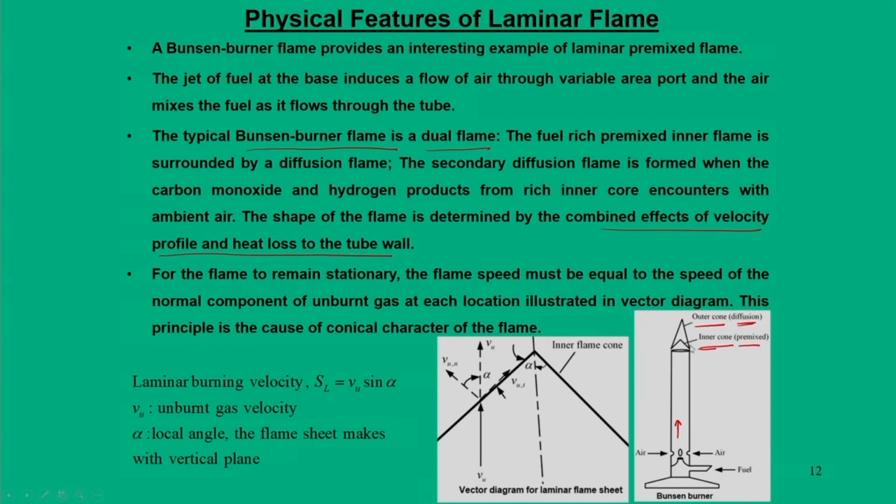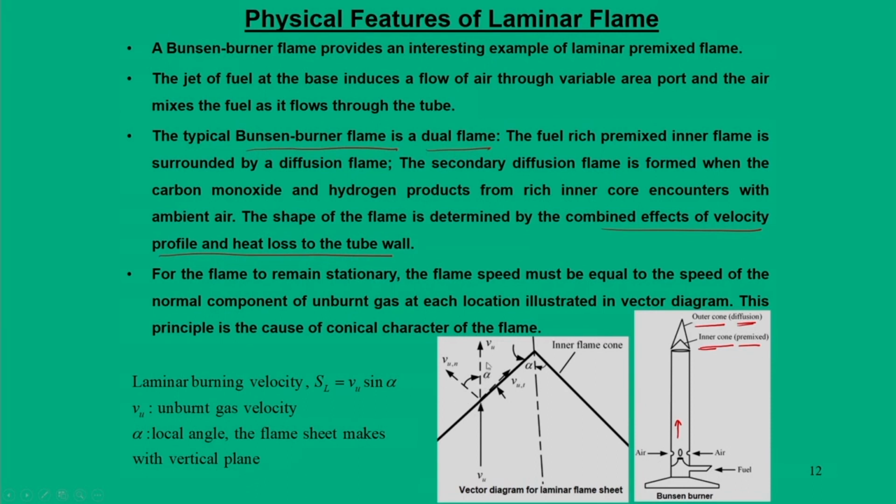So, let us see this particular figure. We have this inner cone, and in this inner cone geometrically we can define an angle alpha, which is the local angle that the flame sheet makes with the vertical.